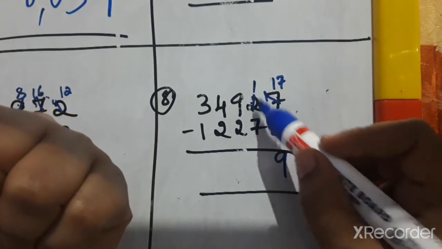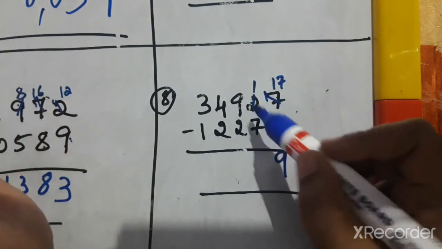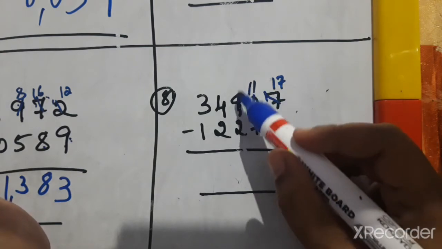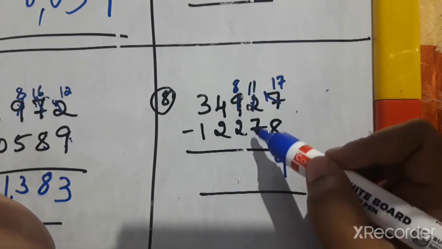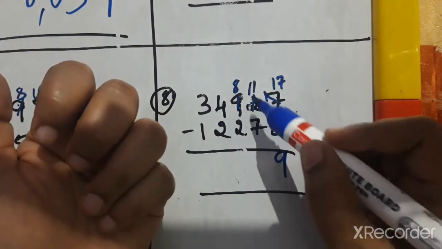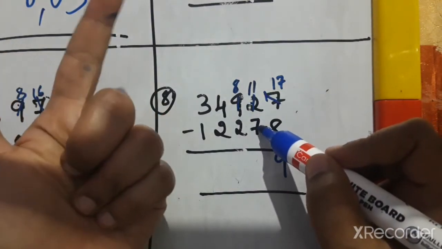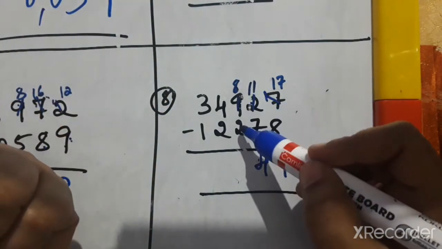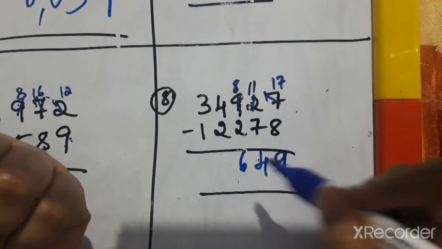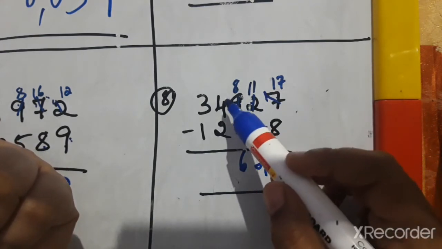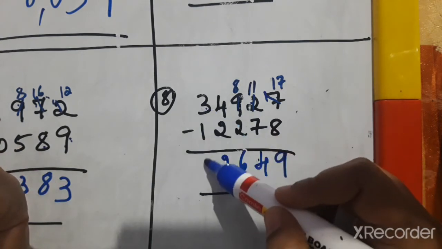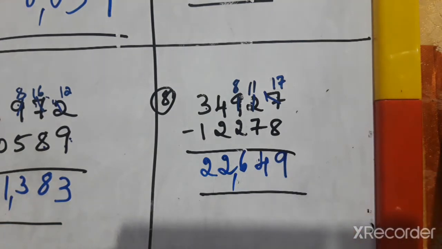How much? 9. Now 1 minus 7 we can't subtract it. So borrow 1 from 9. So borrow 1 means it becomes 11 and 9 is now 8. Now 11 minus 7. 11 minus 7 means equalize 7 into 11. So 8, 9, 10, 11. How much? 4. And here 8. 8 minus 2 means how much? 6. Now 4 minus 2 is 2. And here 3. 3 minus 1 is 2. Answer is 22,649.